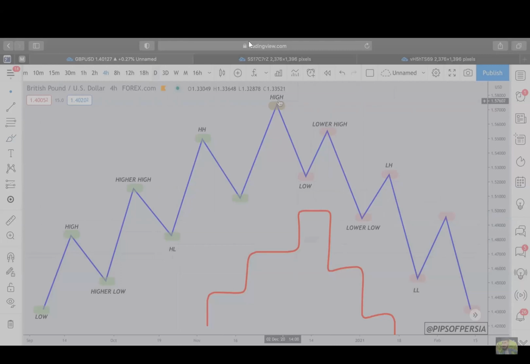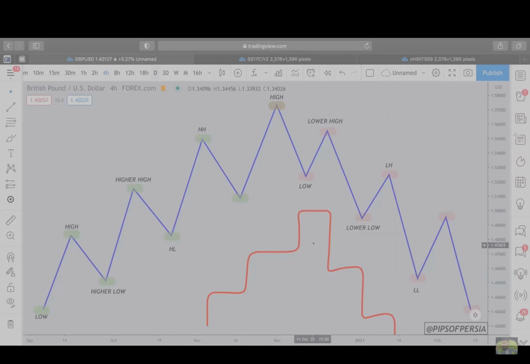And if the market is in a bearish condition, then it's the other way. It's the steps coming back down. So it's continuously creating new lows and new highs that are lower than the previous high, hence why we call it lower high and lower high and lower high and so on and so forth.